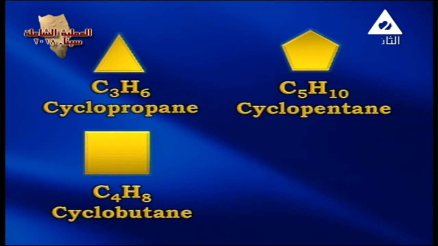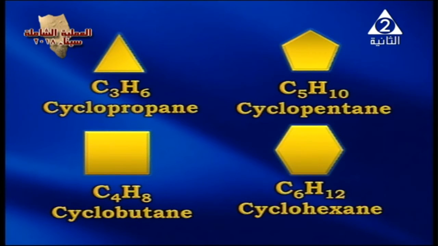Its name is cyclopentane. Another molecule here contains 6 carbon atoms, and we apply the general molecular formula CnH2n, so C6H12. The corners contain carbon atoms, and each carbon is joined by 2 hydrogen atoms, so we form cyclohexane.